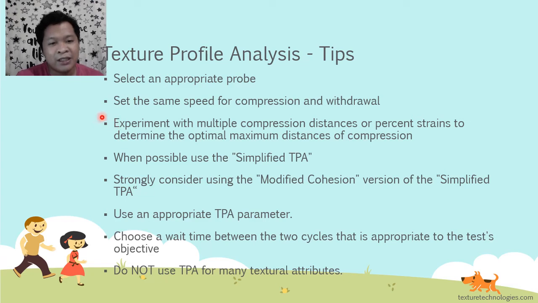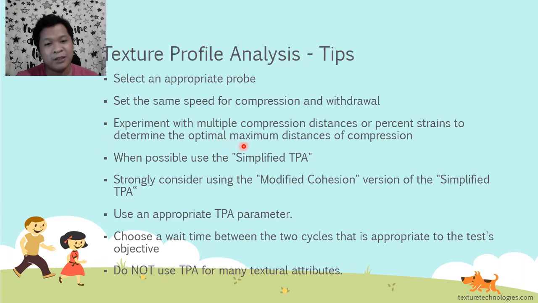In most cases, it's needed to experiment with multiple compression distances or percent strains to determine the optimal distance for compression. For example, kung may mga fracturable product kayo na wala ng sense na go way beyond the distance at which it fractures, then you would want a lower compression. Pero kung super highly compressible naman ang product mo na meaningful pa rin yung data niya even after 75% compression, then you could select a higher one. Okay? Although very rare na nakakita ako ng compression na 100%. No?